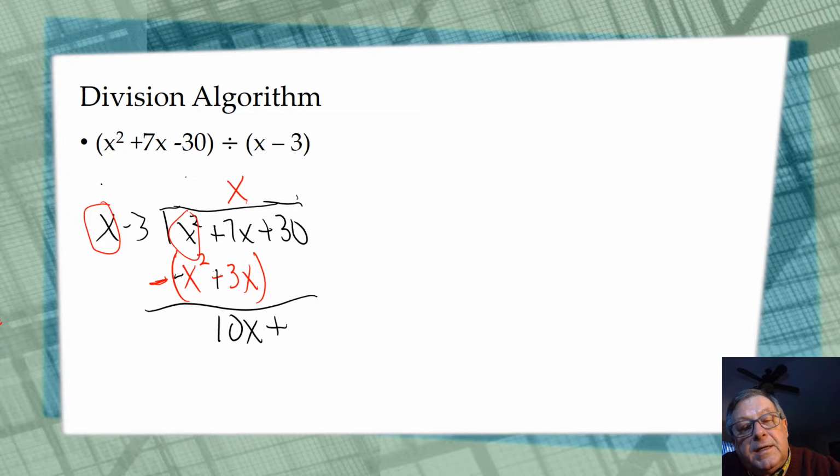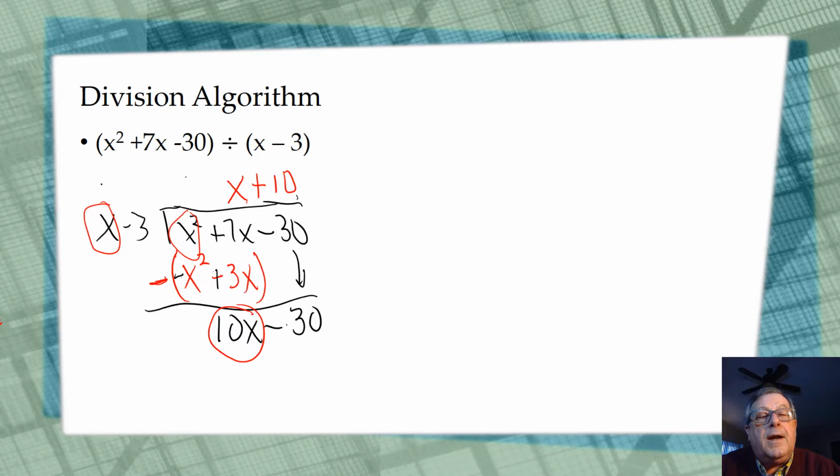And I'm going to bring down the positive, no, that's a negative 30, isn't it? Oh, got to change that to negative 30. All right, about to make a mistake there, but I've caught it. All right, now again, how many times will x go into 10x? That's what I'm concerned about. All I got to think about is how many times will x go into 10x? Well, x will go into 10x 10 times.